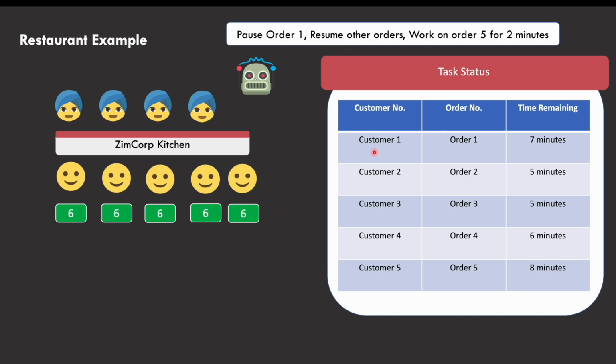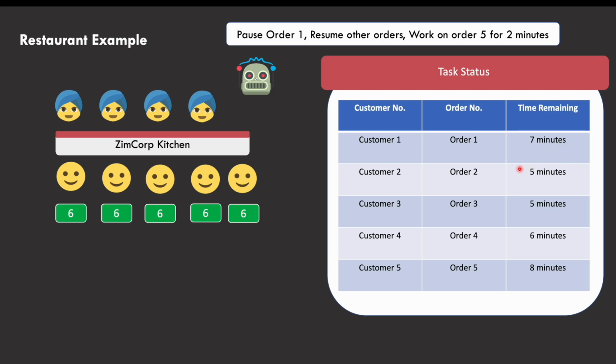So basically, chef number 2, chef number 3 and chef number 4 keep working on the orders, and chef number 1 is told to work on order 5 for 2 minutes. Okay, so what happened was, order 1 had earlier been running for, let's say, 7 minutes. Since we've paused order 1, the time is still 7 minutes remaining.